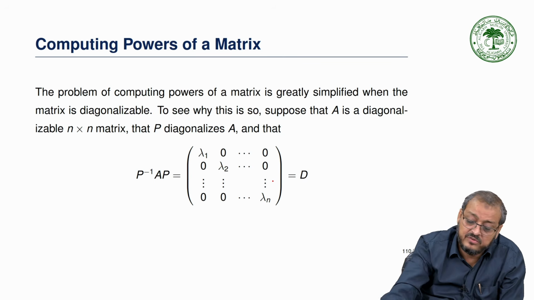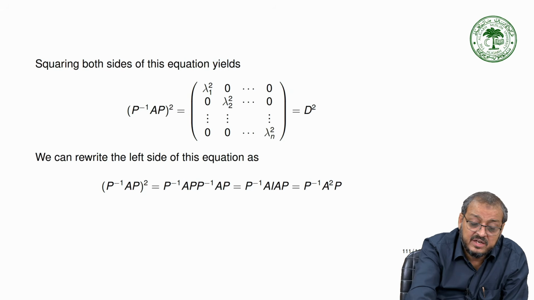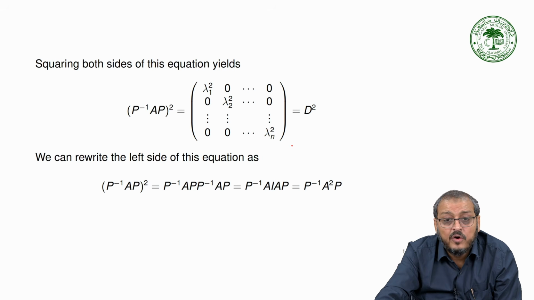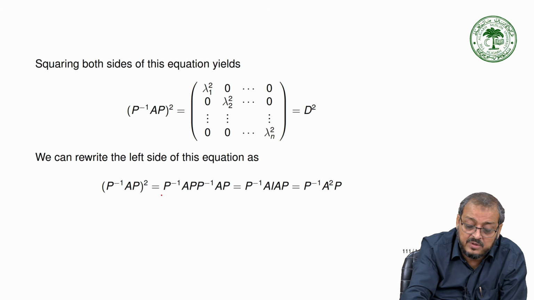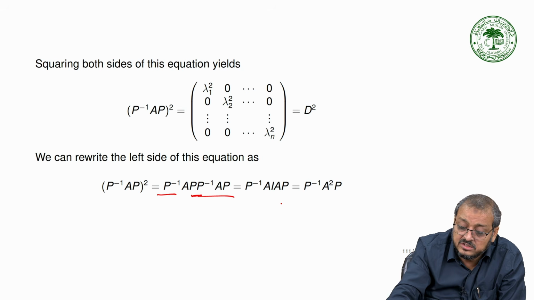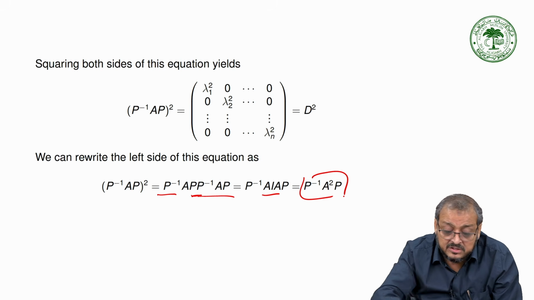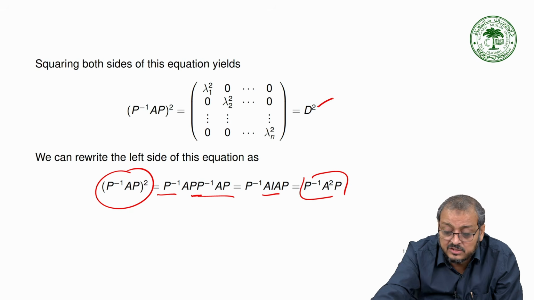This is P inverse AP equal to D, by the previous section. Suppose we square both sides: (P inverse AP) squared equals D squared. We can rewrite this as P inverse A P P inverse A P. Since P P inverse is the identity, this can be written as P inverse A squared P. This is also D squared.